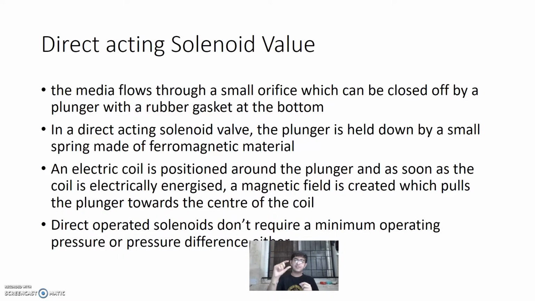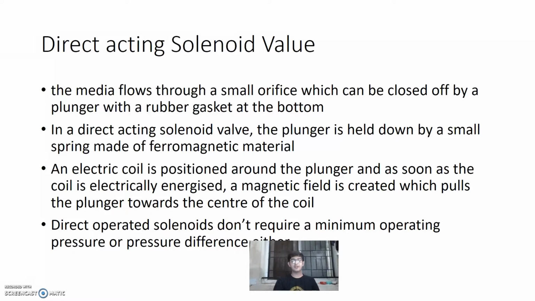Now to open this valve, we have an electric coil surrounding it. So when the current is flowing through this coil, an electromagnetic field, a magnetic field, would be produced, which would have an attracting force on the plunger against the spring, and thus our plunger will move upwards. Thus our valve would be open. This way you can operate your direct acting solenoid valve.